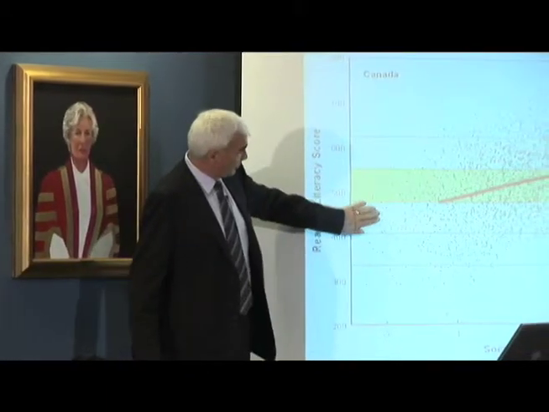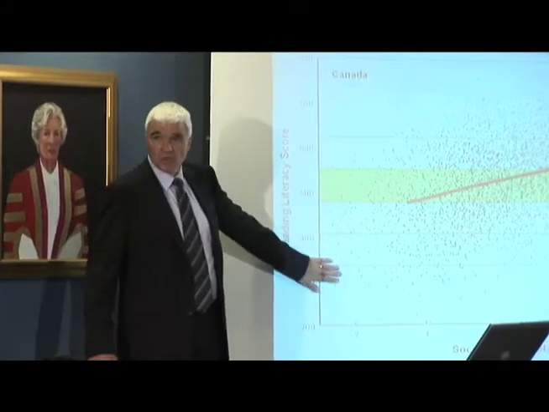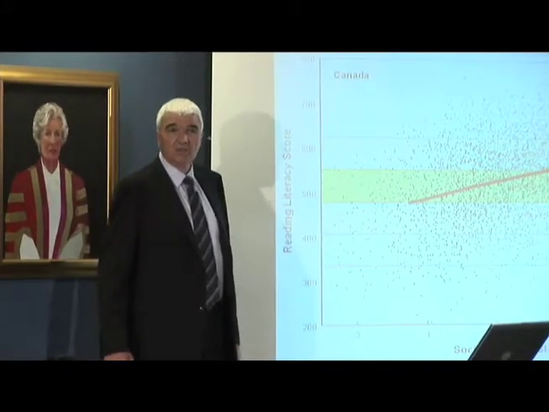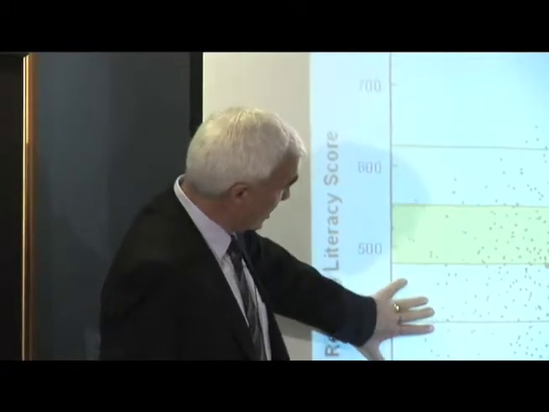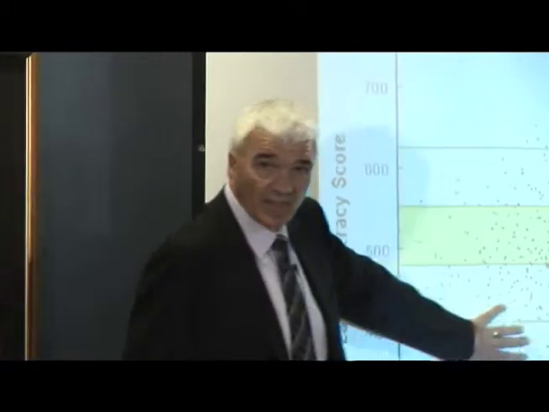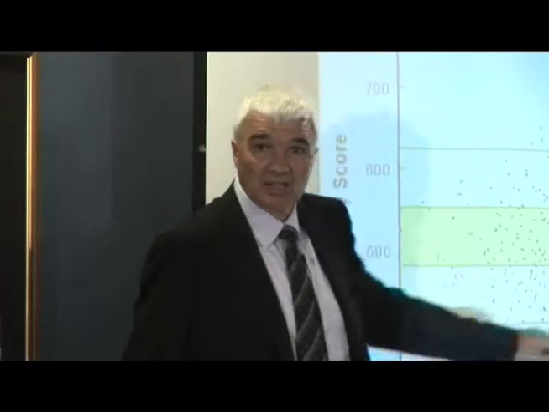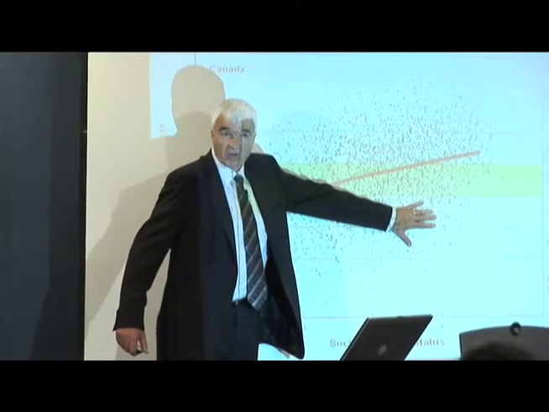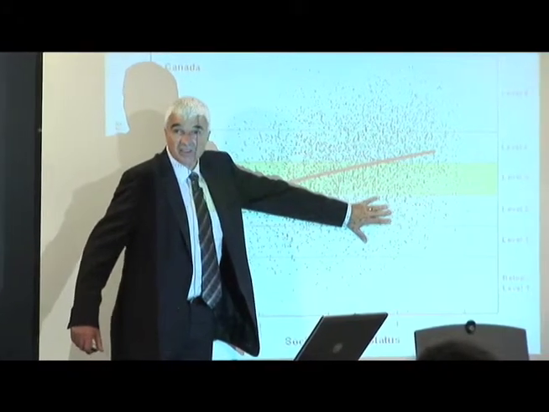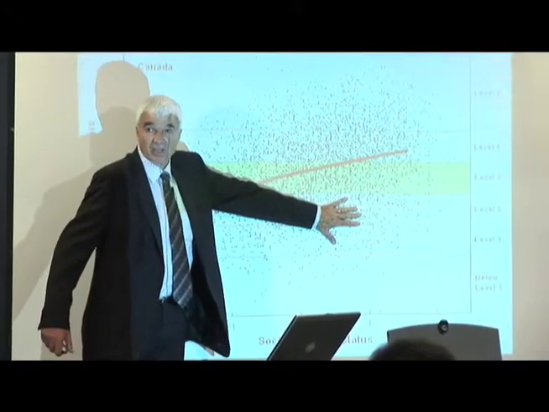Oftentimes our stereotype is that the kids at level 2 and lower are all from poor families, from low socioeconomic status families. But you can see that vulnerability in that sense cuts right across the social class spectrum. There's lots of kids out here from very well-to-do families and yet still doing very poorly on their reading at age 15.